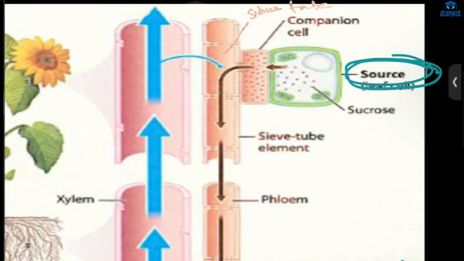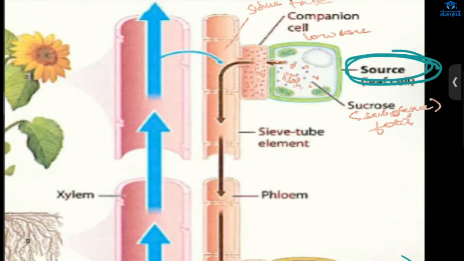The first thing here is, you find the sucrose solution less here, and more here. So what will happen? Energy, ATP, is given, so the sucrose will get inside this companion cell. The substance, in this case sucrose, is moving from low concentration to high concentration. How is it moving? By the process of active transport. Got it? Yes, ma'am.